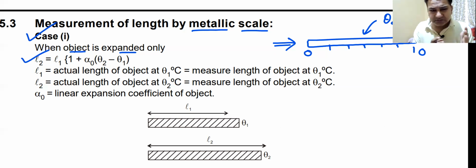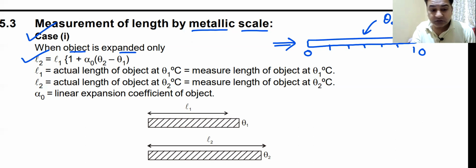So this case actually doesn't come in the metallic scale case. Yes or no? Yes. That is case number 1. If you want, you can keep this in mind. You can write this down as well. This is case number 1, measurement by metallic scale. Case number 1, when the object only expands, the scale does not expand. You can just find the length of the object. The final length of the object will be L naught into 1 plus alpha delta t. We have already seen that.